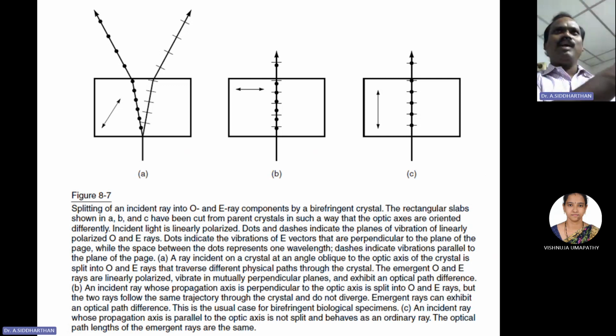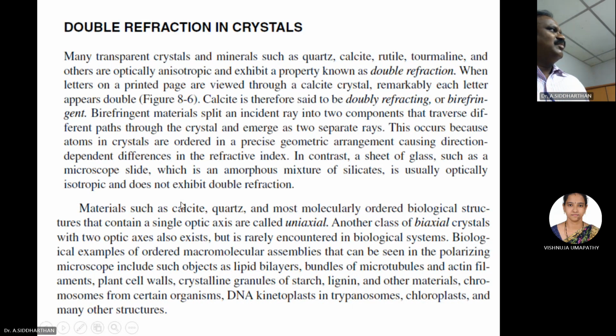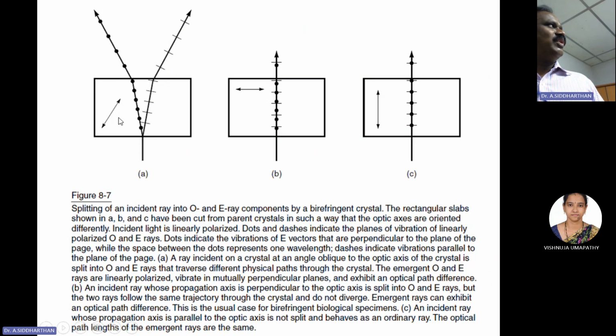What is vibrating perpendicular to this screen? It is actually retarded. So this will go faster, this will come later. This will go faster, this will come later. So phase retardation may come into the picture. Okay. Materials like calcite, quartz, and molecularly ordered biological structures that contain a single optic axis are called uniaxial systems. So in this system, only one axis we are referring to, uniaxial system.